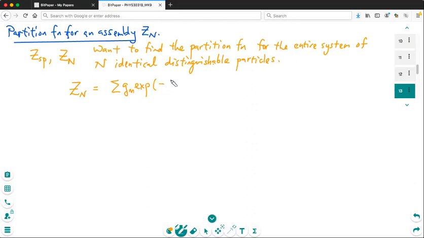But what we want is to look at this kind of exponential factor. And we are basically summing over all m's. Okay, so it depends on how you call your m's, but you should imagine it this way. You should imagine this E sub m to be all kind of possible energies for n identical distinguishable particles.